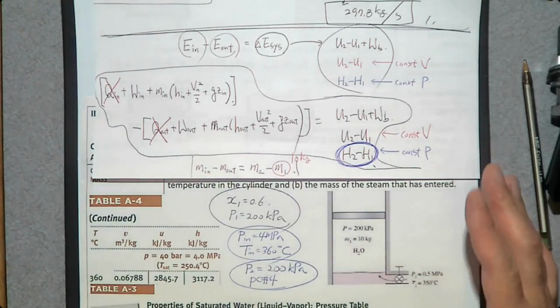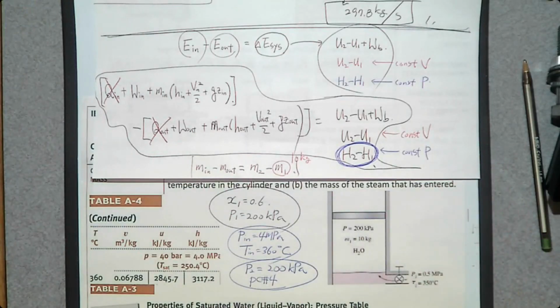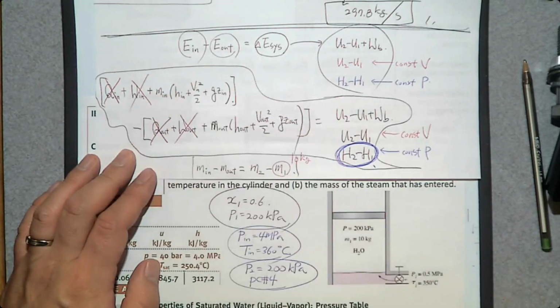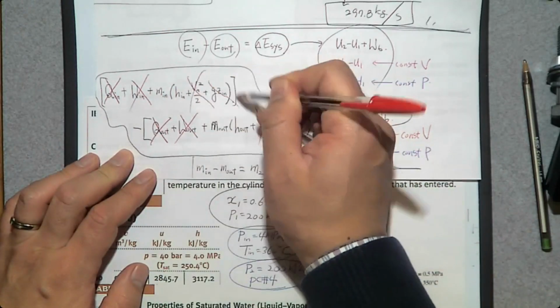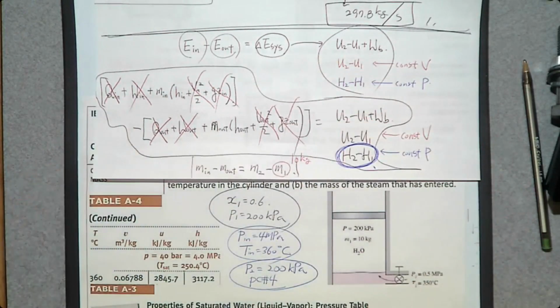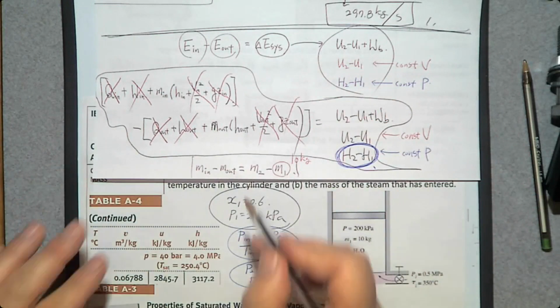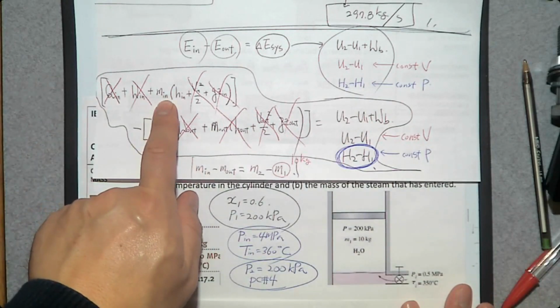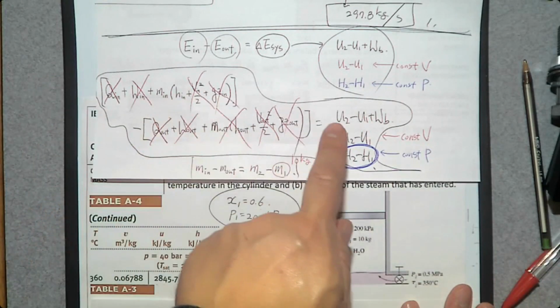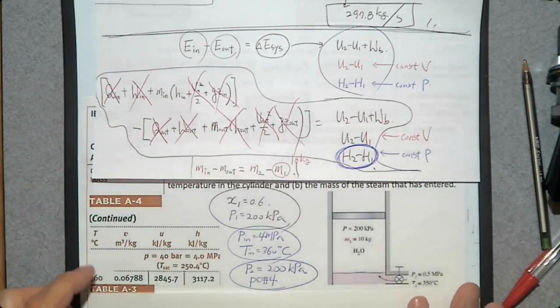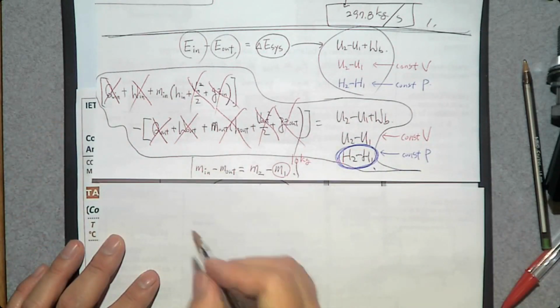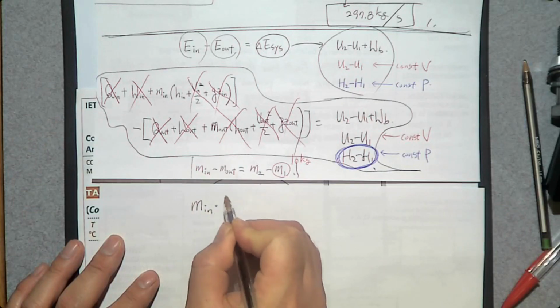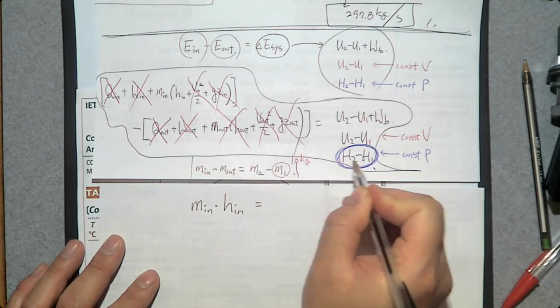There's no information about energy transfer by work, so you can neglect it. You can neglect kinetic energy change and potential energy change. There's only one inlet, there's no exit, so you can neglect that too. So what is the energy balance equation? The energy balance equation is M in times H in is M2 H2 minus M1 H1.